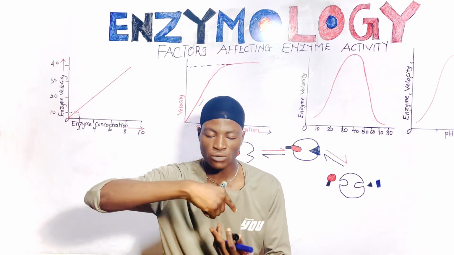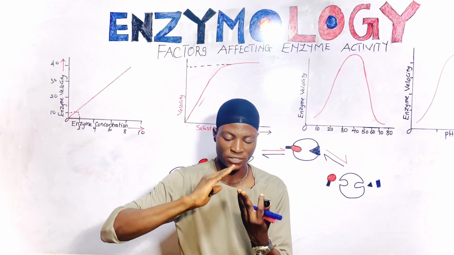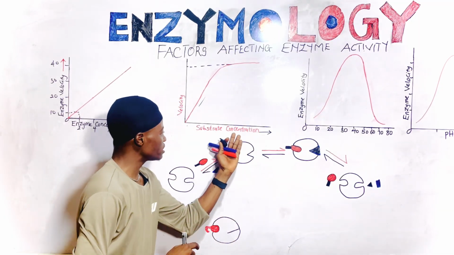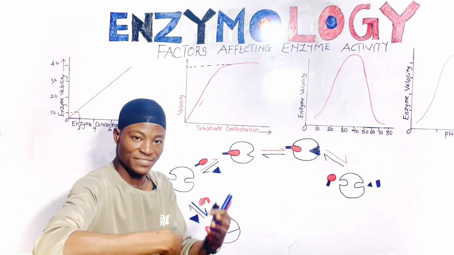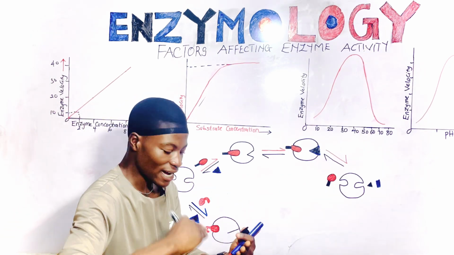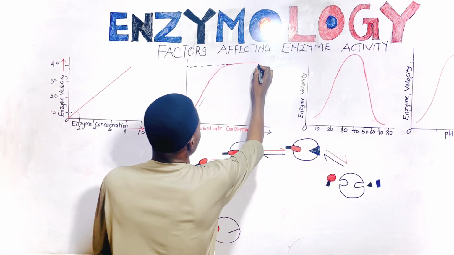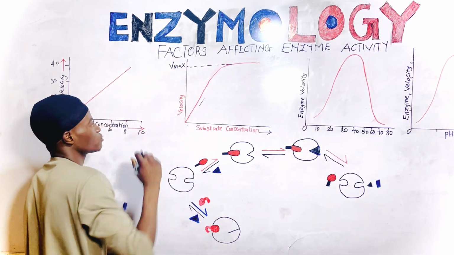So once the active site is occupied, the velocity of the reaction will remain constant. So an increase in substrate concentration can increase the velocity of the reaction, but once the active site is already occupied, the velocity of the reaction will remain constant. And that's basically what you are seeing here. At this point, we have V max, that is, the maximum velocity of the reaction.